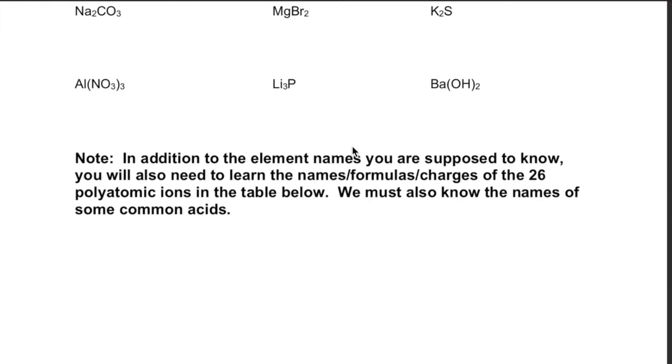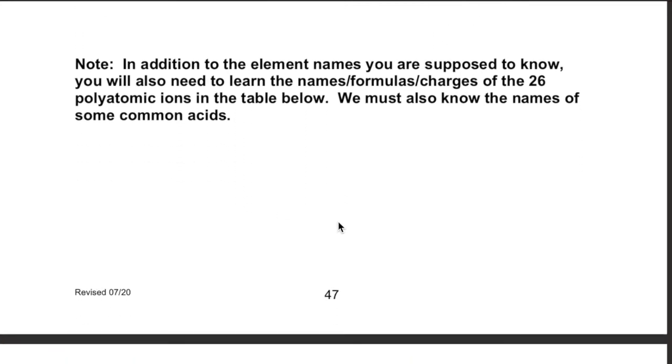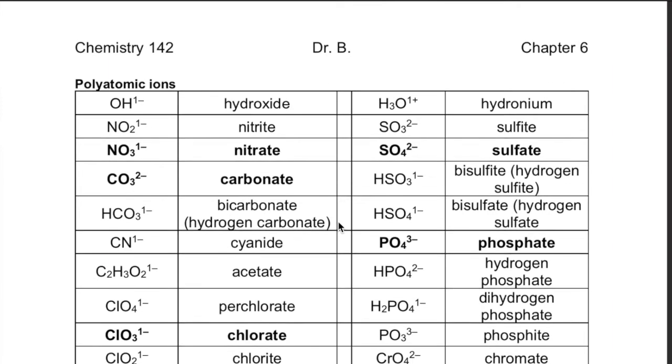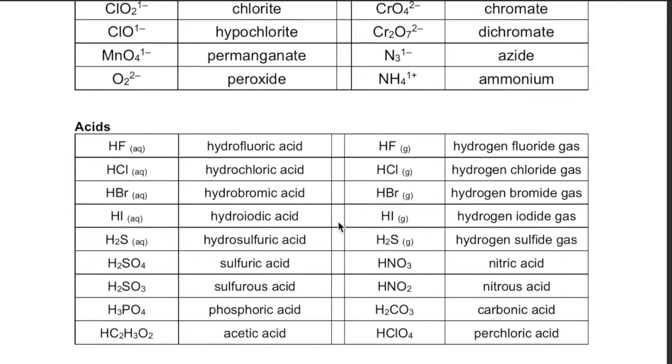Okay, so hopefully you are already starting to learn the 52 common elements that are in the Quizlet flashcards and on the periodic table. We also need to learn these 26 polyatomic ions on page 48 of our note packet, and then the names of these acids as well. So these are common acids that are named a little bit differently from the naming rules that we're going to learn. So the names of these just need to be memorized.